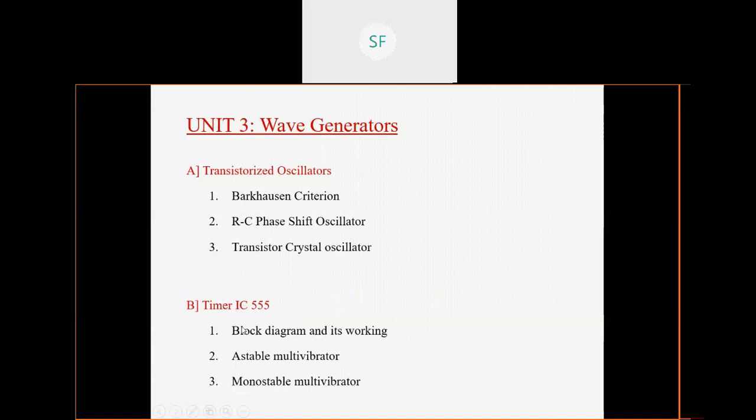So we will see what are the applications of timer IC 555. Under this discussion we will see the block diagram and working of IC 555, and these two applications are very important: astable multivibrator and monostable multivibrator. In today's discussion we will deal with point number one, that is, what is actually IC 555, what is its block diagram and how it works.